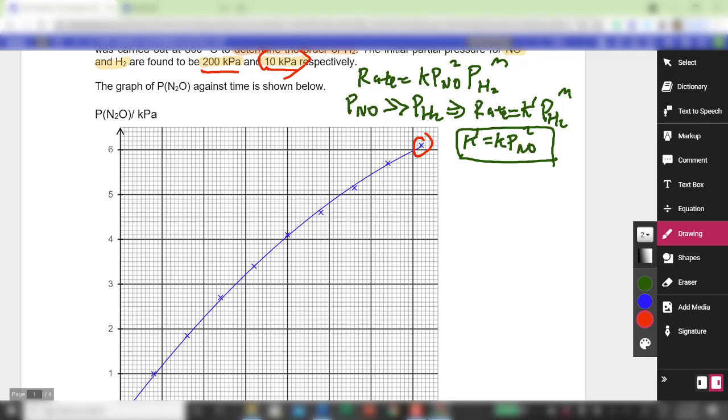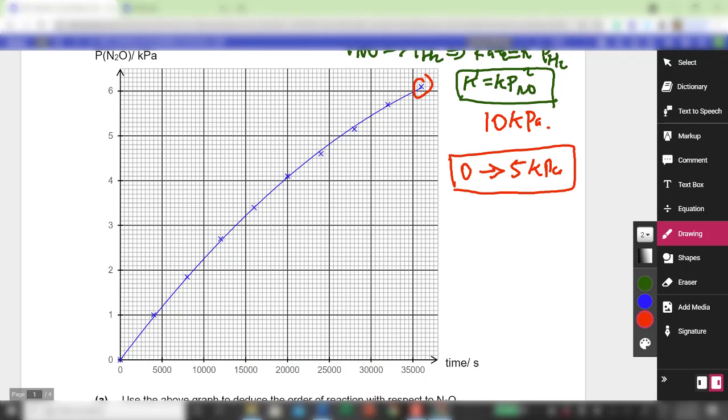So I need to start to determine the maximum amount of N2. Therefore, I need to begin by looking at the max, which is 10 kilopascal. Based on 10 kilopascal, I need to look at my first T half. In this case, my first T half is from 0 to half of 10 kPa, so that will be 5 kPa. So this will be my first T half, which we can do quite easily. Let's not do it now, we'll do that later.